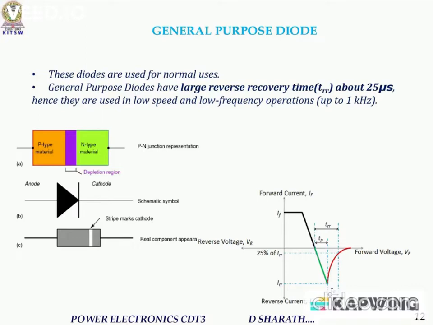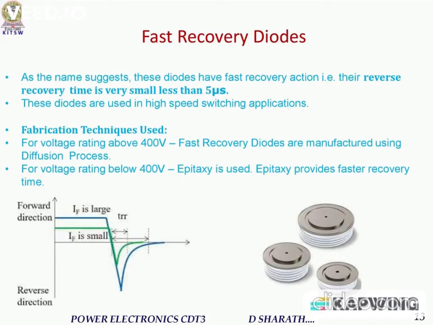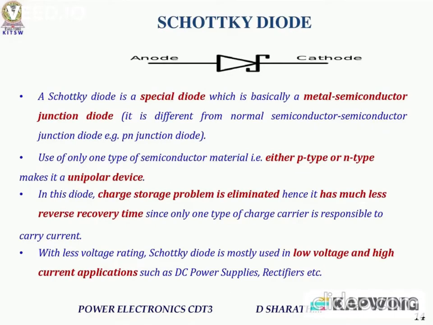And the next diode is the fast recovery diode. As the name itself says, it is a fast recovery diode. It has a reverse recovery time of less than 5 microseconds. These diodes are used in high-speed applications. Coming to the fabrication techniques, for voltage ratings above 400 volts, fast recovery diodes are manufactured using the diffusion process. For voltage ratings below 400 volts, epitaxy is used. Epitaxy provides a faster recovery time. These are the characteristics drawn between the forward direction and reverse direction of current with time.